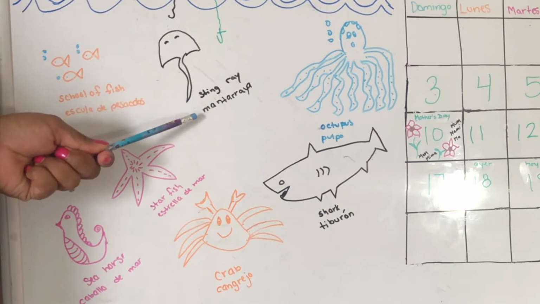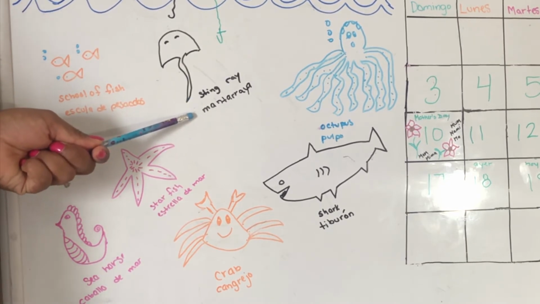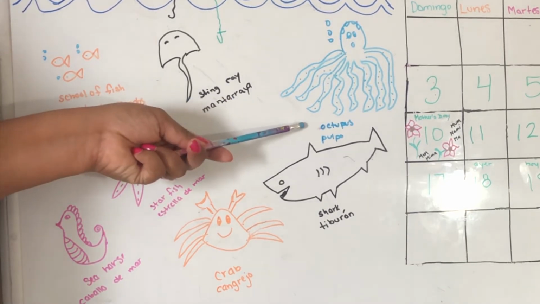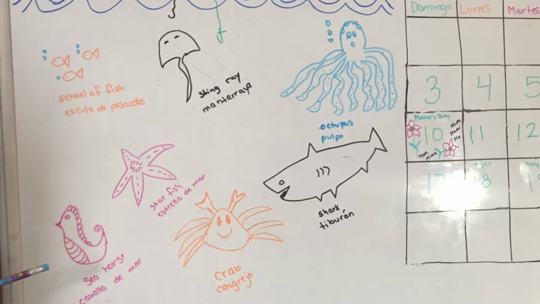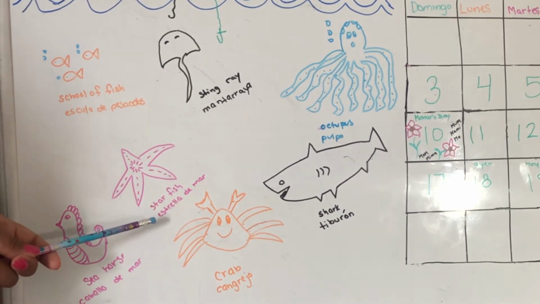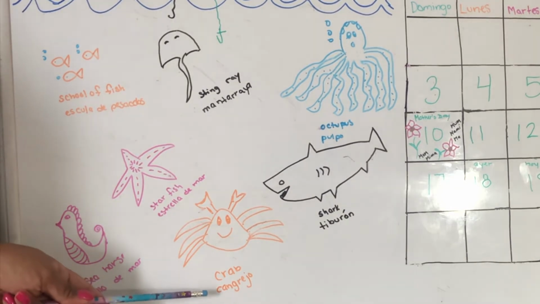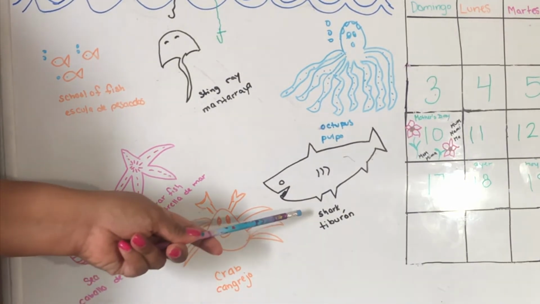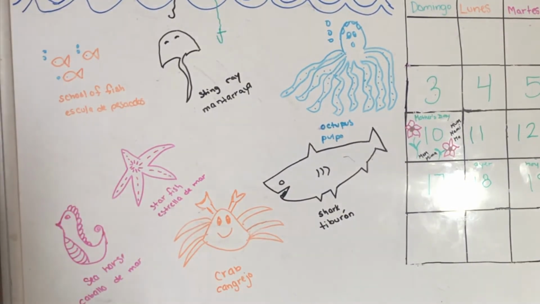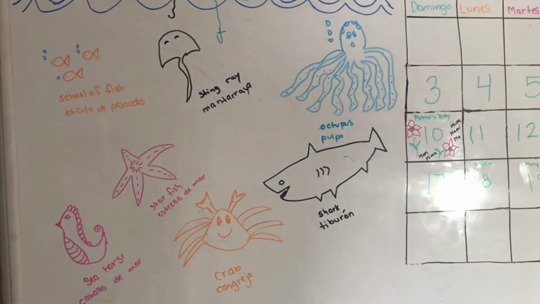Stingray, mantarraya. Octopus, pulpo. Seahorse, caballo de mar. Starfish, estrella de mar. Crab, cangrejo. And shark, tiburón. Okay, guys, so that was all for right now. Now we're going to go over a work activity.